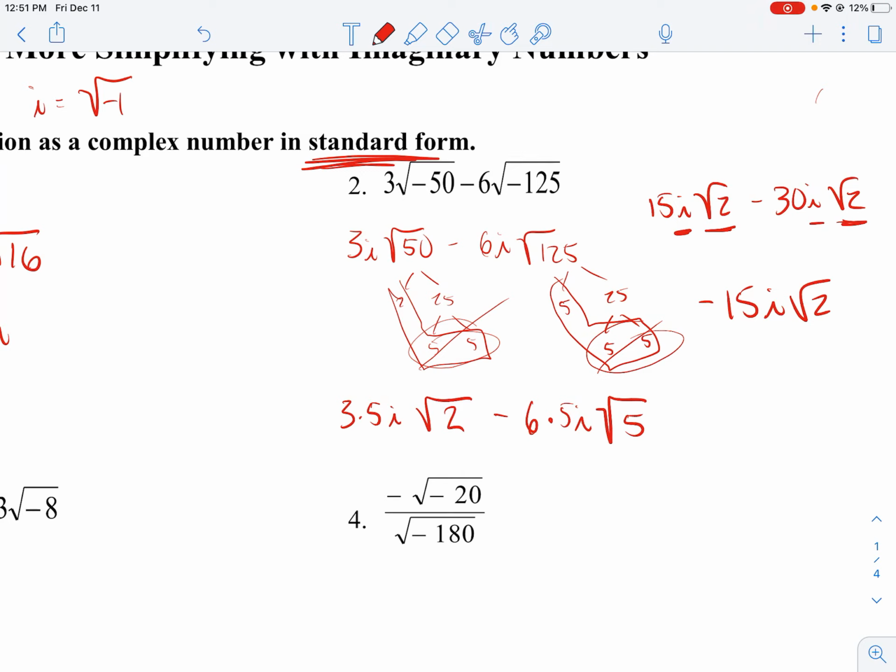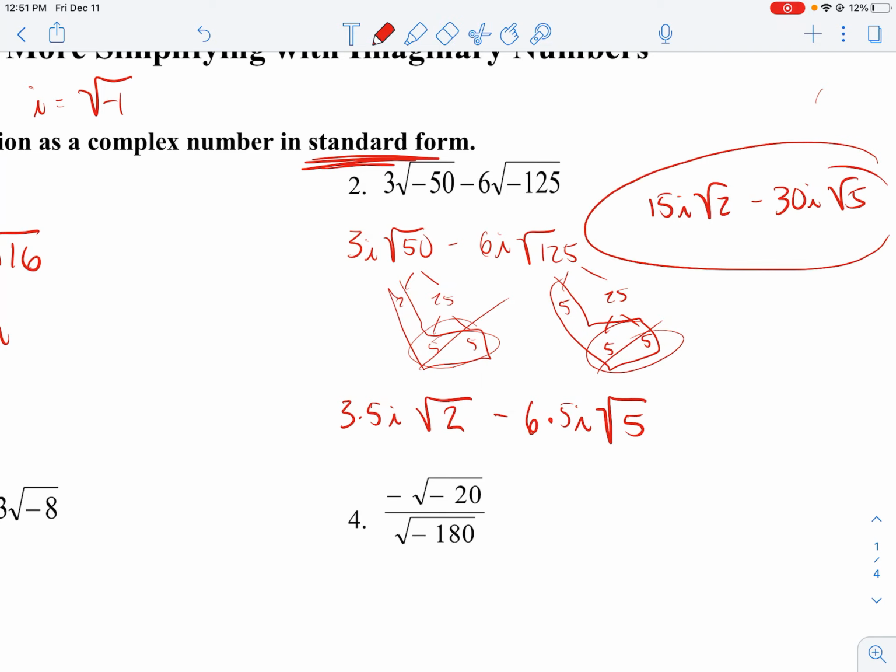Oh, I messed that one up completely. No, we don't have a 2 under there. Hello, it's a 5. So we can't do anything. So actually, we're done. My bad. Leave it just like that. Apologies, for some reason I thought there was a 2 under there.